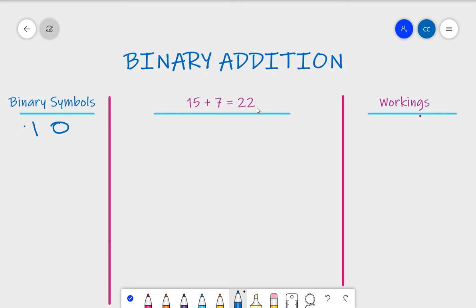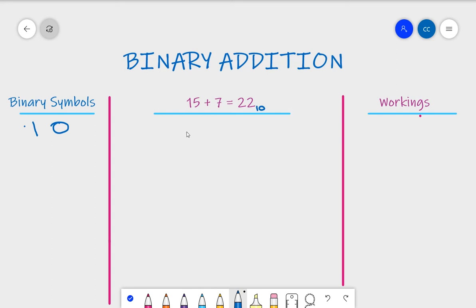Now for this demonstration, I'm going to add the decimal numbers 15 plus 7 together, which make 22 base 10. And over here in the workings, I'm going to add extra workings to explain it, but you don't need to do this once you become familiar with it. So the first thing we have to do is write down what 15 is in binary.